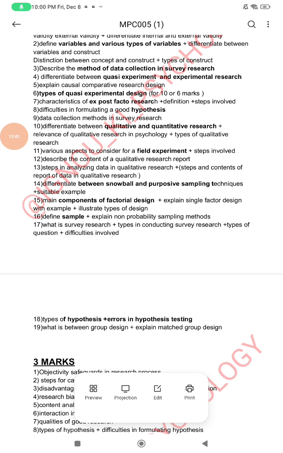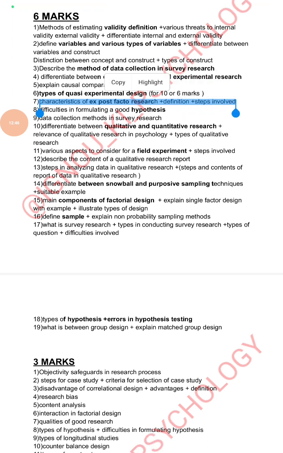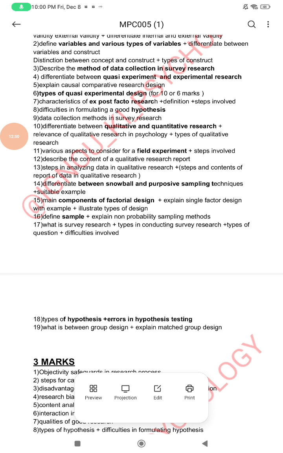Question number 7, characteristics of ex post facto research. Write their definition and steps involved. Ex post facto research is basically where things have already occurred, and now we are trying to establish a correlation between the two things. So this is ex post facto research. Please prepare this topic also, very important: their definition and the steps involved in it.